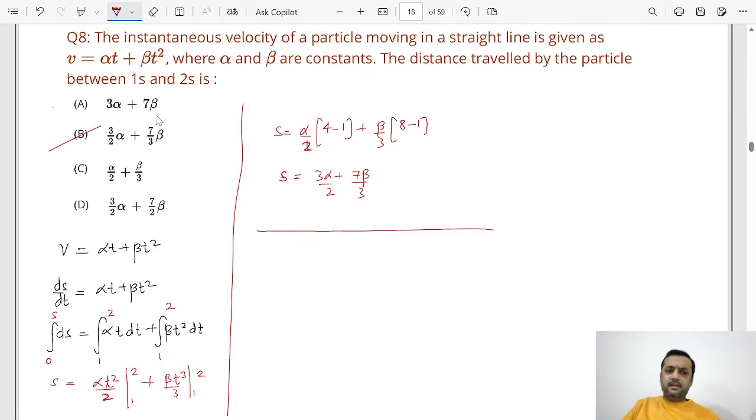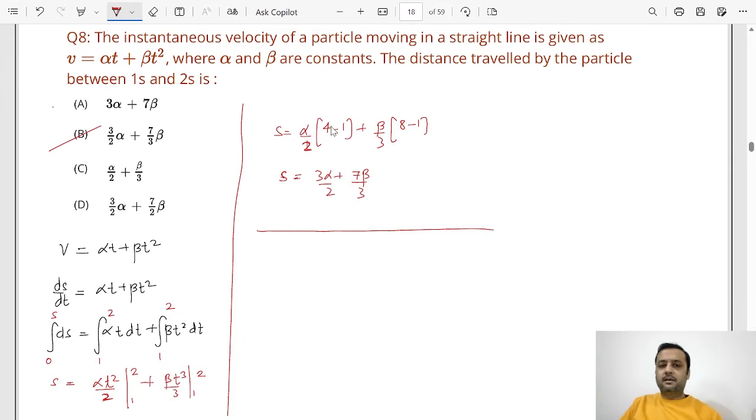Okay, now here if alpha and beta are positive, then clearly the particle's velocity will always be positive, right? Between t equals 1 second and 2 seconds, if alpha and beta are positive, then clearly the particle's velocity will always be positive. That means the particle is continuing to move in the same direction. So if nothing is mentioned, the idea here is that we will have to assume these things.